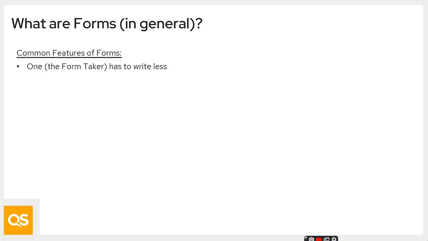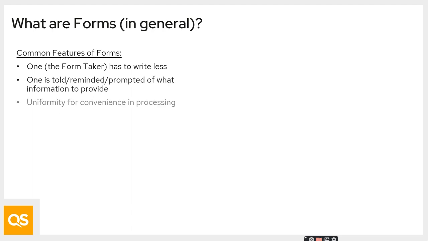Common features of forms. The form taker has to write less if they're prompted. The form would prompt and remind them of what to provide. It allows for uniformity and convenience of processing. So this point is, as opposed to just asking somebody a bunch of different questions in different ways, we're providing this uniformity in the form of asking everything the same way.